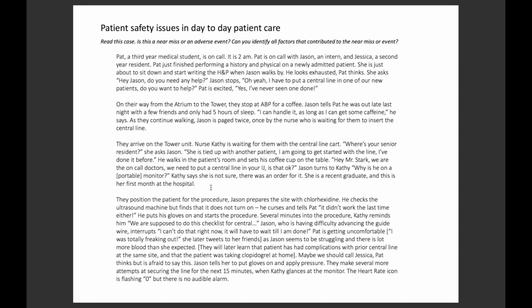"Maybe we should call Jessica," Pat thinks, but she's afraid to say this. Jason tells her to put gloves on and apply pressure. They make several more attempts at securing the line for the next 15 minutes when Kathy glances at the monitor. The heart rate icon is flashing 0, but there is no audible alarm.